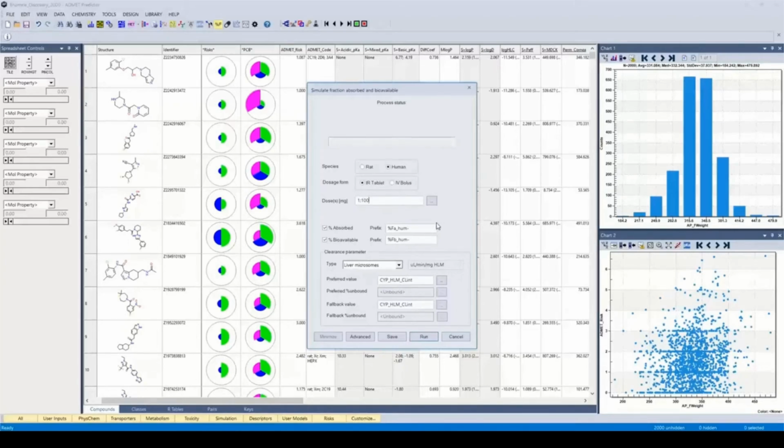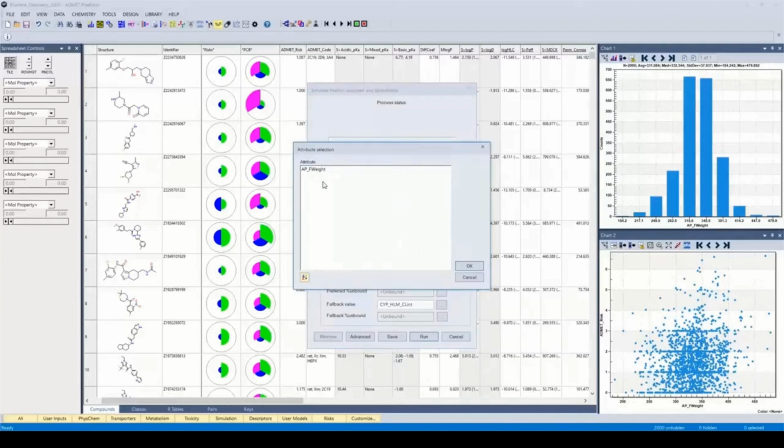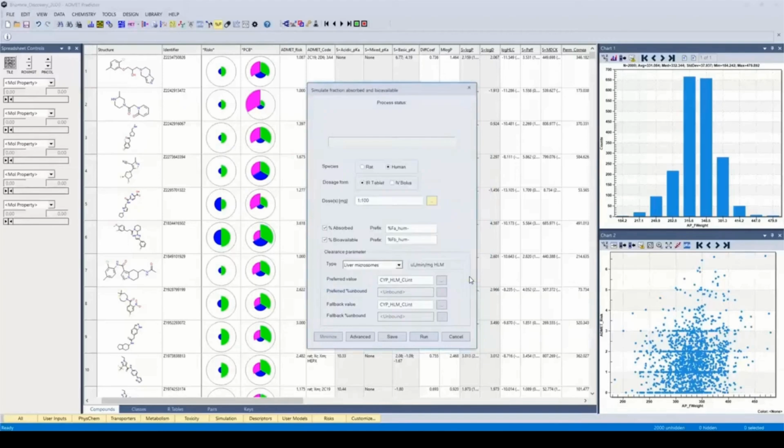The other thing I want to draw your attention to is the fact that on this side menu here, if you had a column that contained different doses for each compound, you could point the software to this dose column, and the software would run. Of course, we don't have such a column here, but if you had a dose column, you could point the software to that specific column, and it would run a different dose potentially for each compound. That's a pretty useful option.